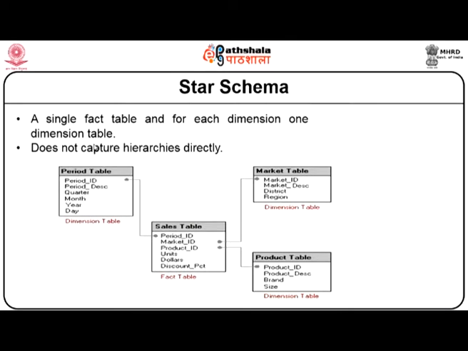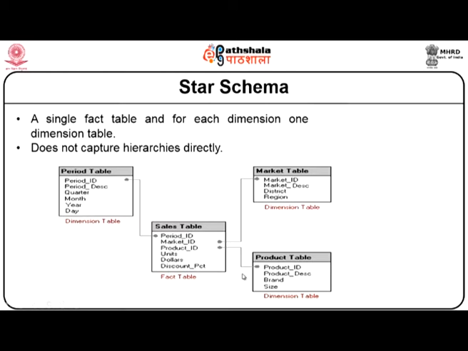Let us look at a simple example of a type of schema, which is the star schema. As we would know from the networks concept, a star network has a central hub and all the machines that are about to be connected to the network go through this hub. Like that, a star schema also has a centralized fact table and involves a lot of dimension tables. A single fact table, and for each dimension one dimension table, does not capture hierarchies directly.